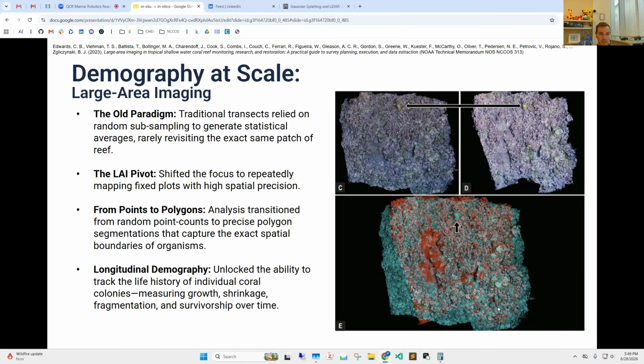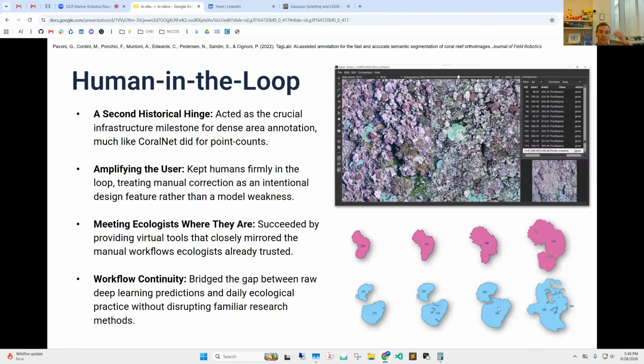But to be able to do this, you had to create certain types of annotations, because again, those random point counts couldn't be used to track individuals. You need polygons to delineate the individual and to be able to track across time. And this is also when Tag Lab became a thing and also extremely important. You can think of it like this: if CoralNet was the first major hinge for point counts, Tag Lab is the equivalent for dense, area-based annotations, specifically for orthomosaics.